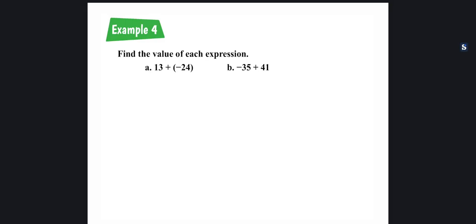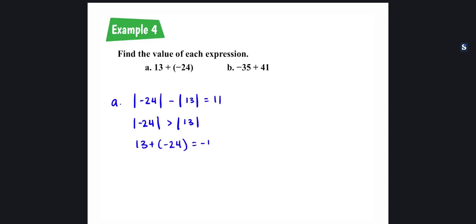In problem A, we will take the larger absolute value, which is the absolute value of negative 24, and subtract the smaller absolute value from it, which is the absolute value of 13. The absolute value of negative 24 is 24, and the absolute value of 13 is 13. 24 minus 13 is 11. The absolute value of negative 24 is larger than the absolute value of 13, so we will use the larger addend sign, which is negative. So, 13 plus negative 24 is negative 11.